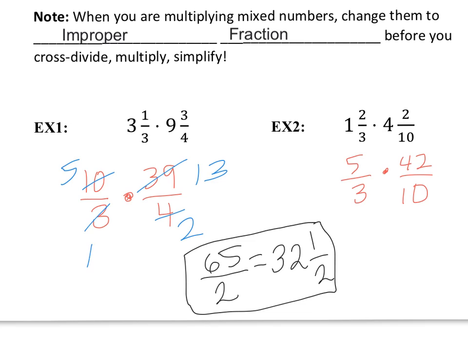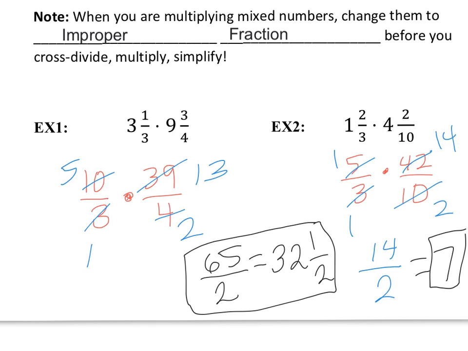Now that I've converted my mixed numbers to improper fractions, I can cross cancel or cross divide. So 5 goes into 5 evenly one time, and then 5 goes into 10 twice. Then we have 3 divided by 3 also goes in one time, and then 3 goes into 42 14 times. So now I'm left with 14 over 2. And of course, 14 over 2 can be evenly divided, and 14 divided by 2, I'm left with the answer of 7. So my answer is actually a whole number.